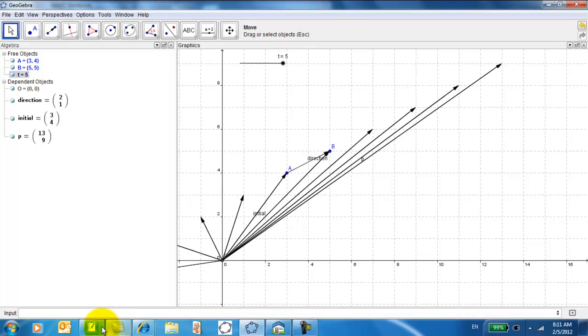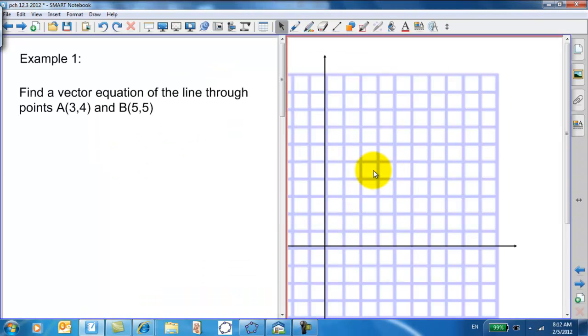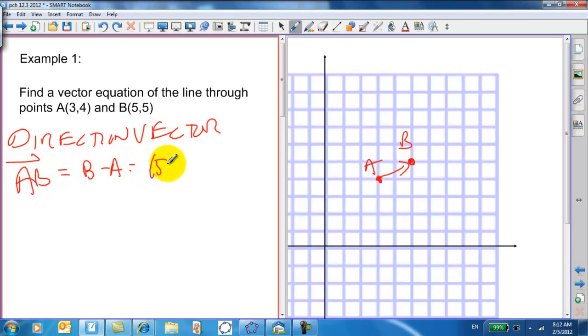So let's go back to our example. First up we want to come up with the direction vector. That goes from 3, 4 to 5, 5, from A to B. To get the direction vector AB, you subtract the point A from B. You go 5, 5 minus 3, 4 to get this vector 2, 1. That's how we get the direction vector.